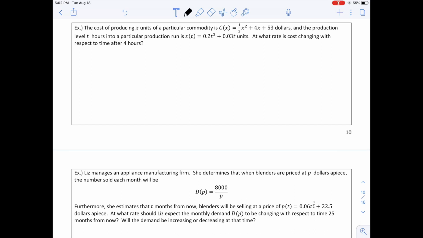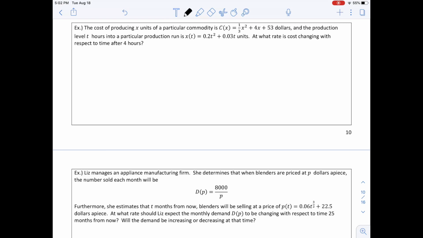The next example says the cost of producing x units of a particular commodity is C of x equals 1/3 x squared plus 4x plus $53, and the production level, t hours into a particular production run, is x of t equals 0.2 t squared plus 0.03 t units. At what rate is cost changing with respect to time after 4 hours? So if you notice, the cost is with respect to x units. And then we also have x with respect to t, which is our time in hours.